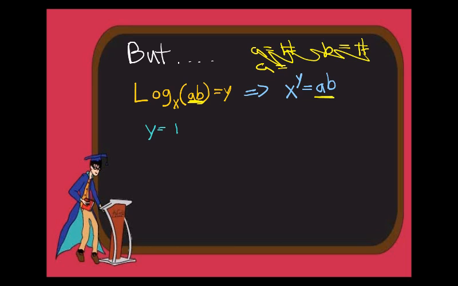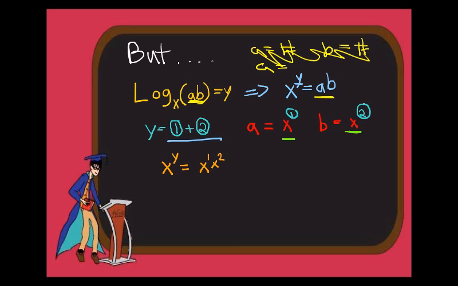But let's see here. Well, if I said that this y value is the sum of two numbers, well, then that means a has to be x raised to some power and b has to be x raised to some power. Okay, that works out for us in the long run. So if we do some substitution, we get x raised to some power times x raised to another power equals x to the y, using an exponential equality.